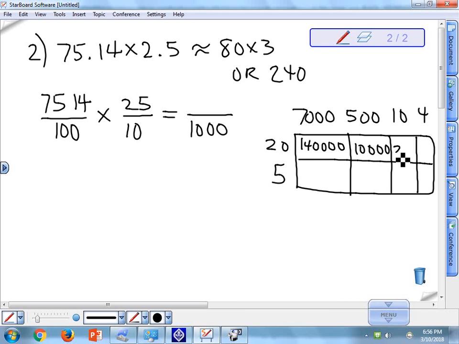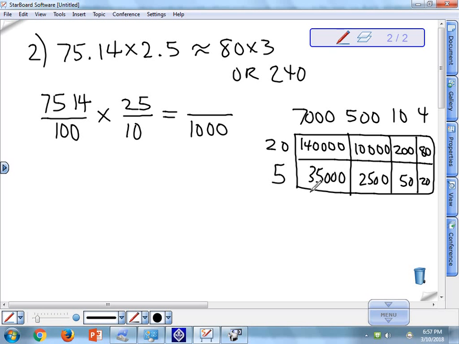20 times 10 is 200. 4 times 20 is 80. 5 times 7,000 is 35,000. 5 times 500 is 2,500. 5 times 10 is 50. 4 times 5 is 20. And then I add the columns of the cells together.